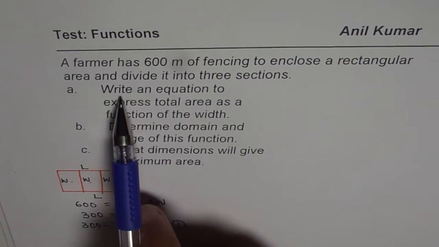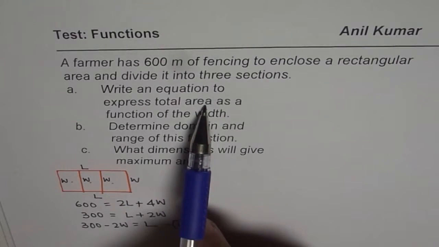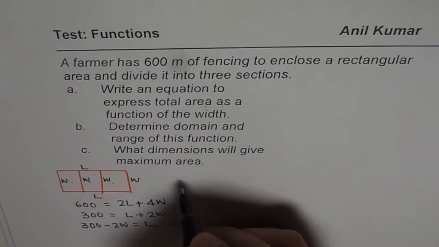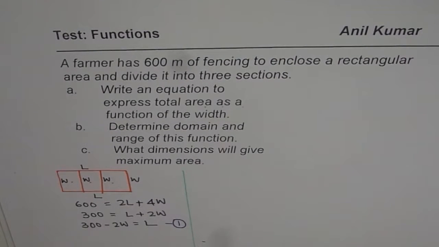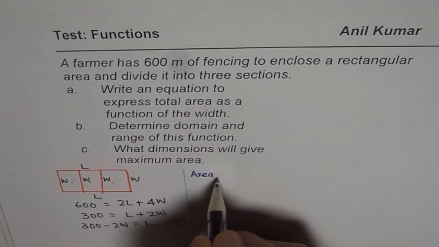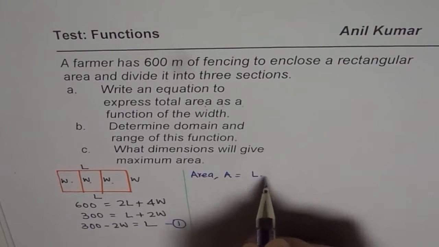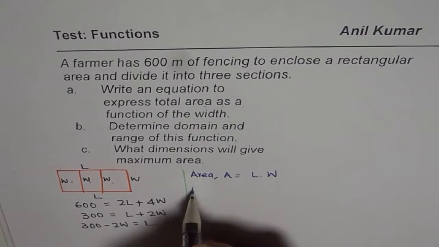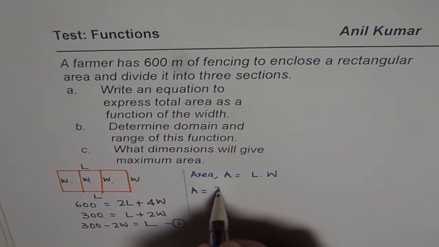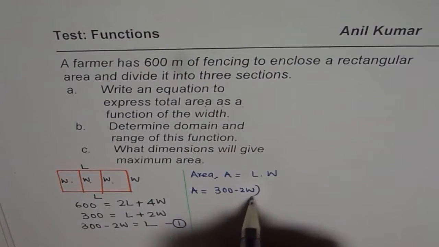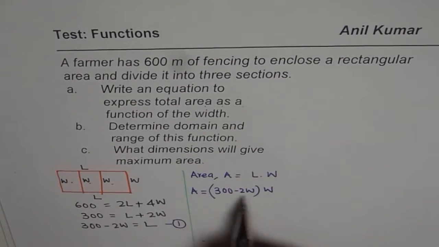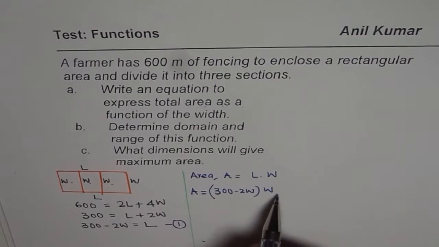The question is, write an equation to express total area as a function of width, and that is the reason why we wrote length as a function of width. Now what is area? Area of the rectangle, let's say A, equals length times width. So we can write area as, instead of length, 300 minus 2W, and then we have width W, times width. So what we get here is area in terms of width.